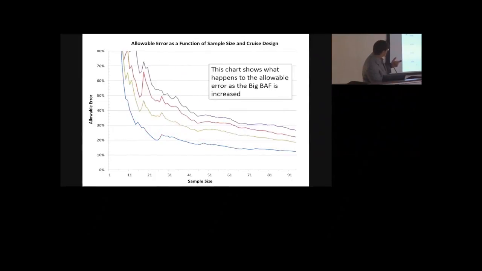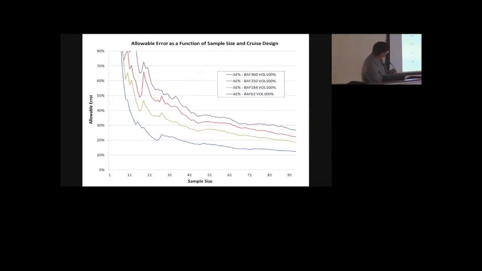If we look at the next one, this is where the basal area factor is increased. Quite often folks will use a basal area factor that's triple. The big BAF is triple your regular BAF, and that's this line right here. And in this case, look at this. To get plus or minus 20%, you need, I don't know, 80, 85 plots. But once again, to get the 20% using every tree as a volume tree, you only need 30 plots.